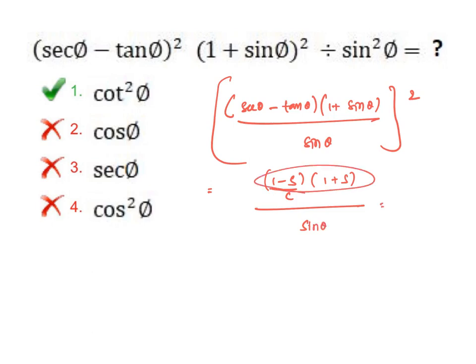So 1 minus sin into 1 minus sin into 1 plus sin is equal to cos square theta. So 1 cos cancels. So you are left with cos theta in the numerator, sin theta in the denominator, whole square. Cos by sin is cot, therefore cot square theta.